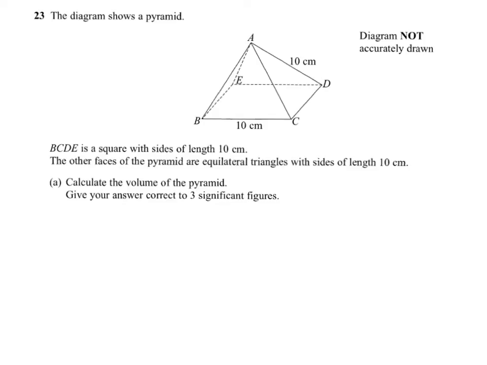So in this problem we have a square-based pyramid, all the side lengths of 10. The other faces of the pyramid are equilateral triangles of side lengths 10. So all these sides are equal to 10. We've got to calculate the volume of the pyramid, correct to three significant figures.